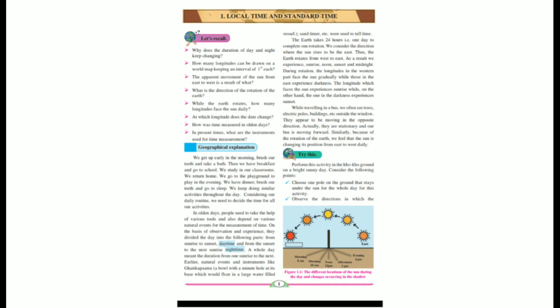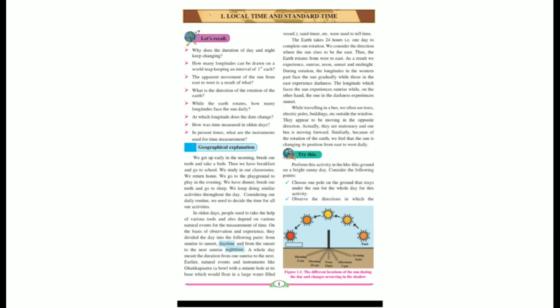During rotation, the longitudes in the western part face the sun gradually, while those in the east experience darkness. The longitudes which face the sun experience sunrise, while on the other hand the ones in the dark experience sunset.